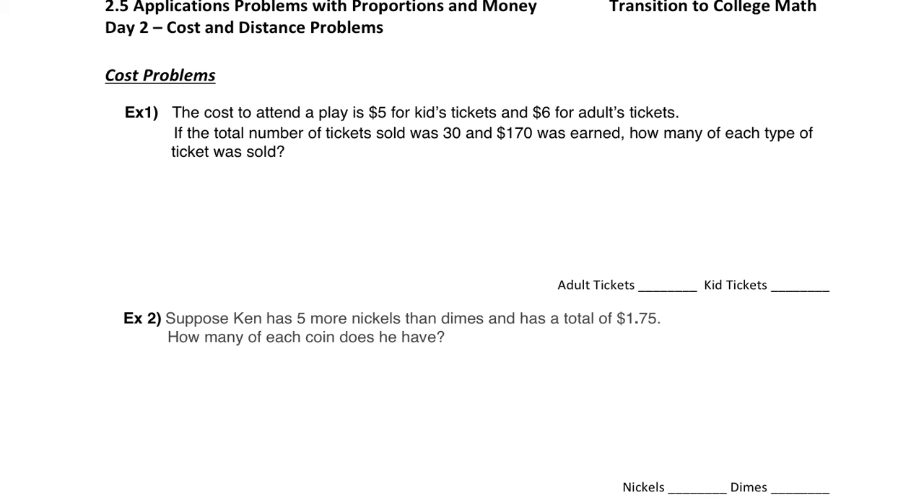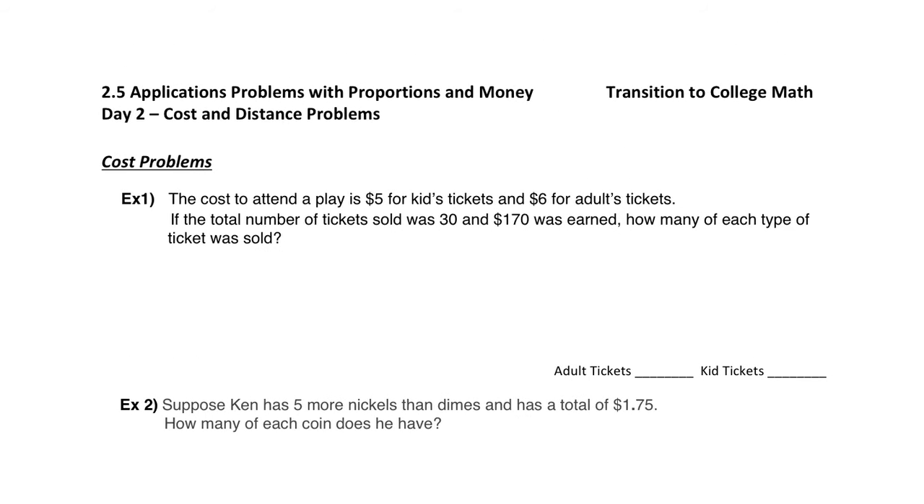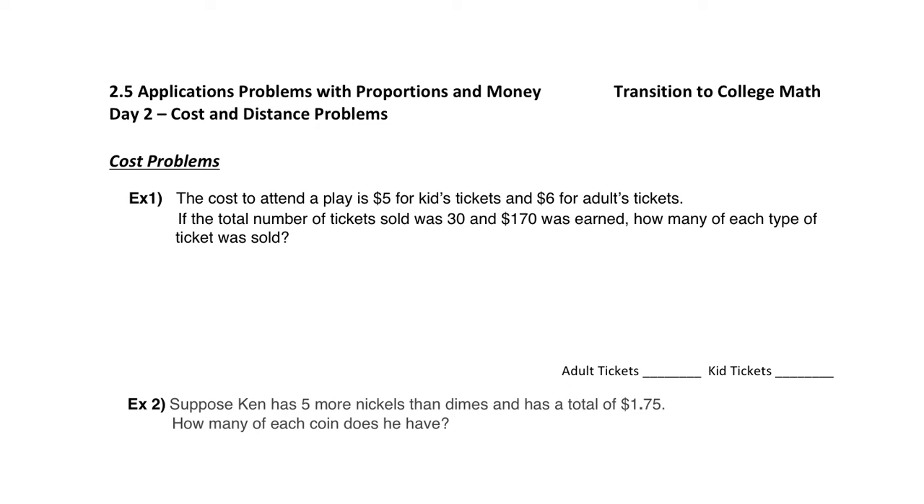For example, if we take a look at example 1 here, it says the cost to attend a play is $5 for kids' tickets and $6 for adult tickets. The total number of tickets sold was 30 and $170 was earned. How many of each type of ticket was sold? So this is the question they're asking us. How many of each type of ticket was sold? That means we have two unknowns, the number of adult tickets and the number of kid tickets. That would represent our variables.